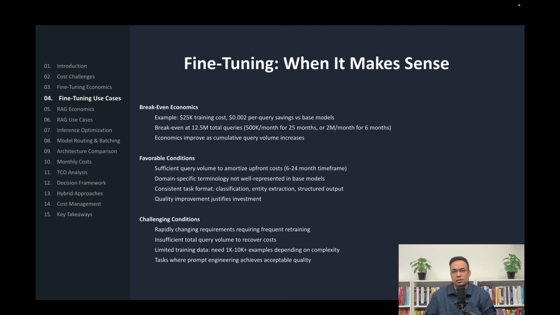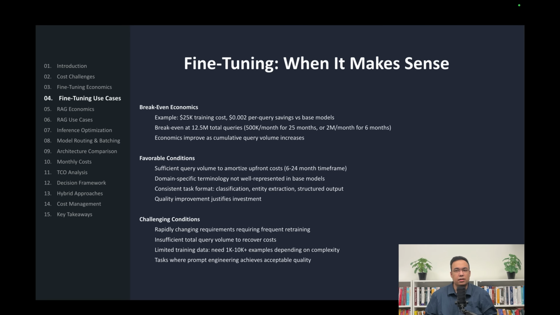But there are challenging conditions where fine tuning actually does not make sense. First, rapidly changing requirements require frequent retraining. If you're retraining every month, you're constantly paying that $25,000 cost and you're never really getting the long term benefits. Second, insufficient total query volume to actually recover the cost. If you're only doing 50,000 queries per month and do not expect growth, the math just doesn't work here.